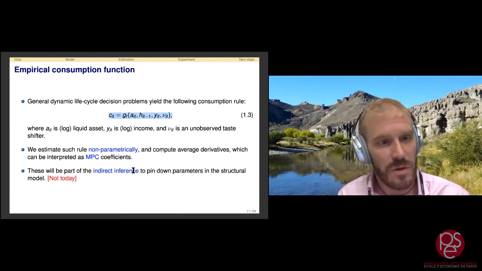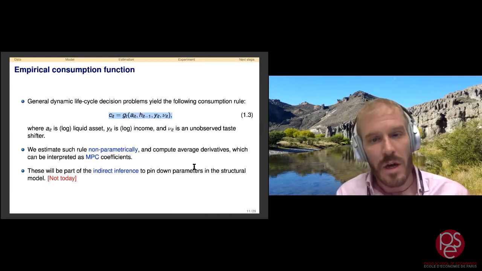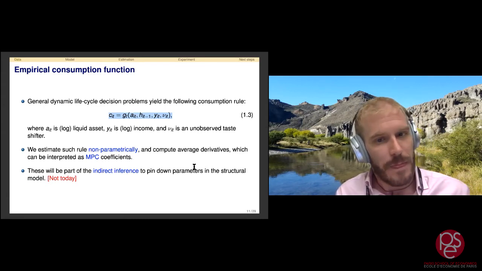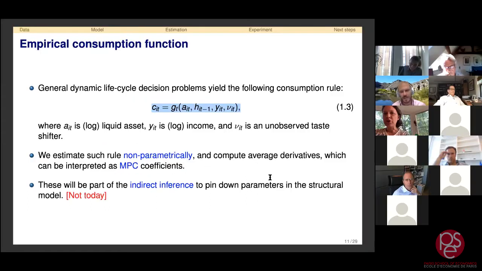We estimate this rule non-parametrically, and we try to compute the average derivatives, which in this setup can be interpreted, with some caveats, as marginal propensity to consume coefficients. So the derivative of this consumption function with respect to income. Ultimately, our goal is to use part of this as an element in an indirect inference estimation to pin down some of the parameters in the structural model. I'm not going to talk about this last step today.